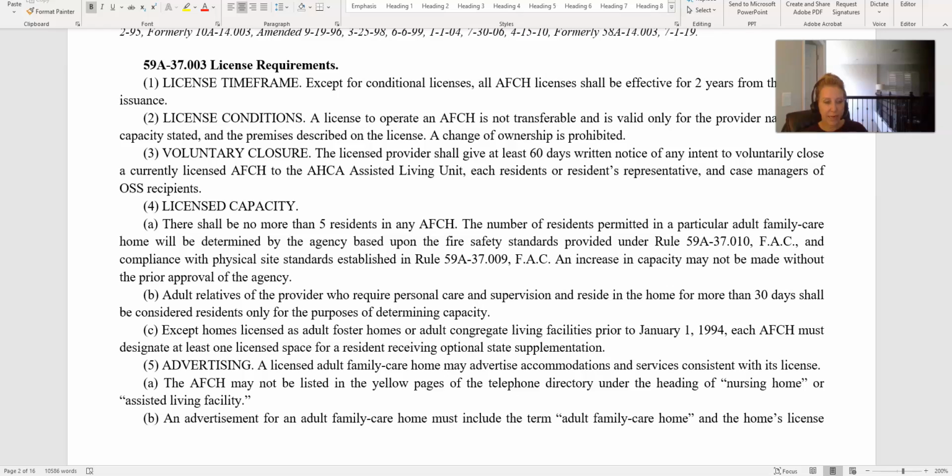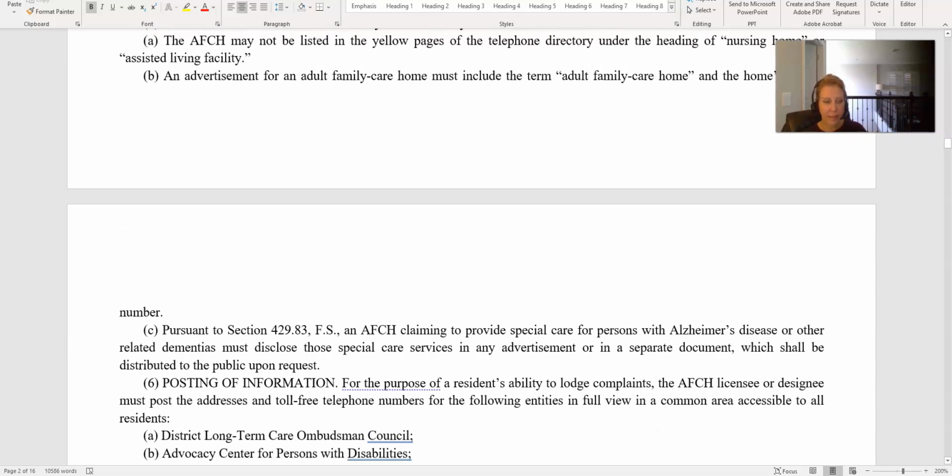Number 5, advertising. A licensed adult family care home may advertise accommodations and services consistent with its license. The AFCH may not be listed in the Yellow Pages or the telephone directory under the heading of nursing home or assisted living facility. And that just is because those are different types of licenses, so it's just saying you have to stay within your license. You can't be misleading and list under nursing home or assisted living because you're not licensed that way. An advertisement for an adult family care home must indicate the term adult family care home and the home's license number.